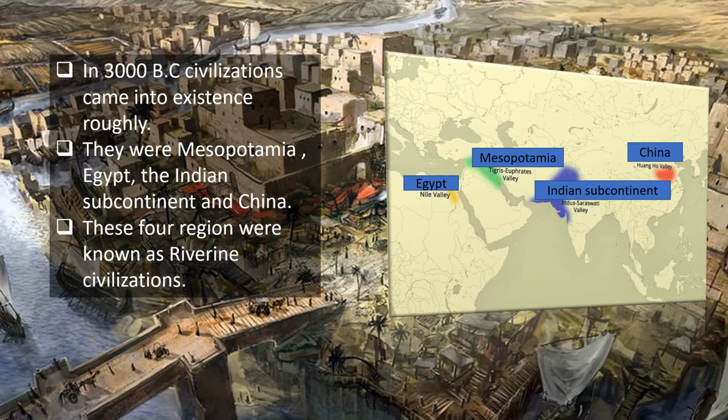Around 3000 BC, this civilization came into existence in four regions of the world. They were Mesopotamia, Egypt, the Indian subcontinent, and China. You can see on the map, these four regions were developed in river valleys. Hence, they are known as riverine civilizations.